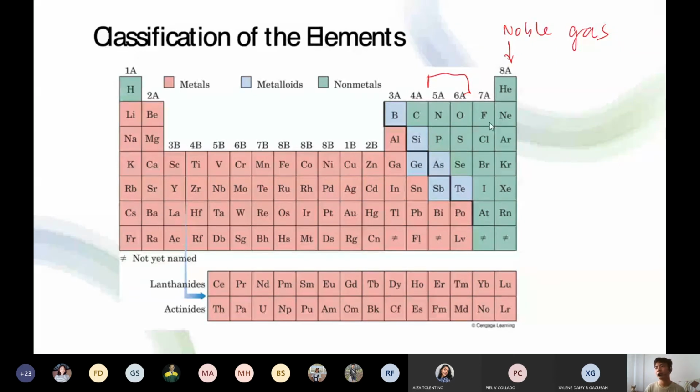Then we have metalloids. So this is the boundary between the two. Actually, we use metalloids in technology nga. Sabi ko nga kanina, we can use this in semiconductors, transistors, ICs, and even solar panels. Our solar panels are composed of silicon wafers. So yun, they just enhance their properties.